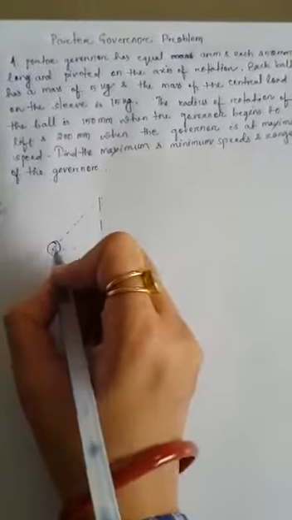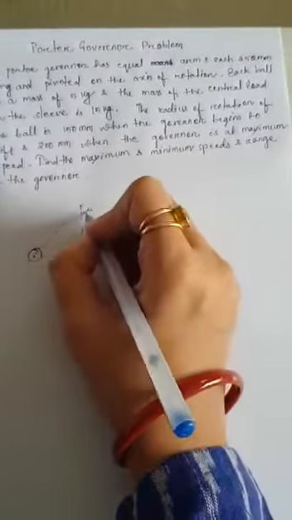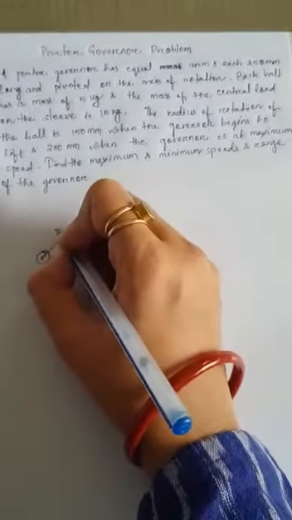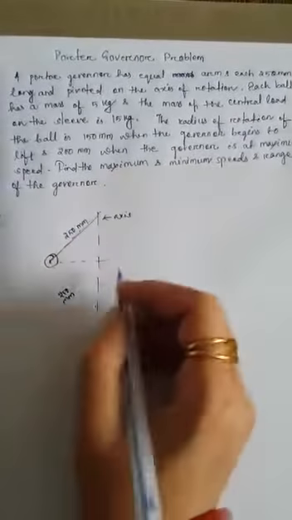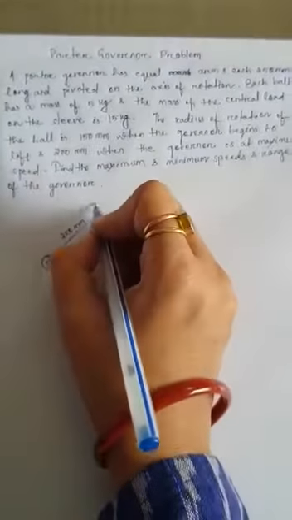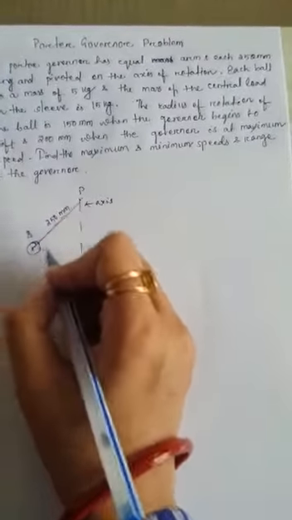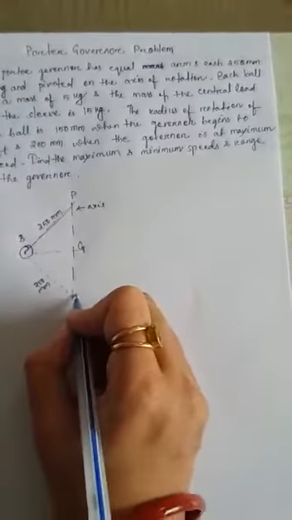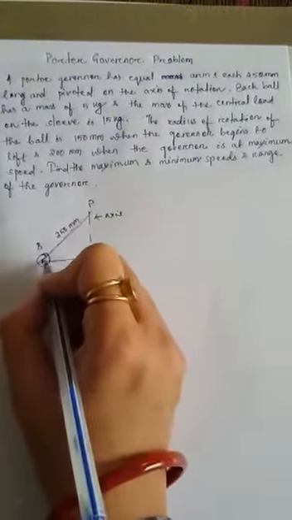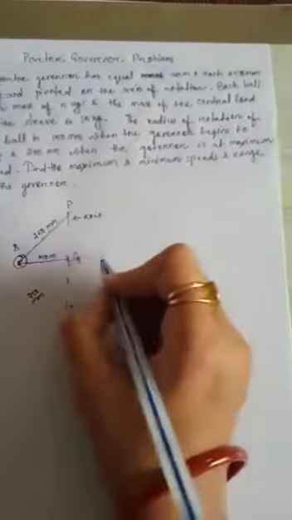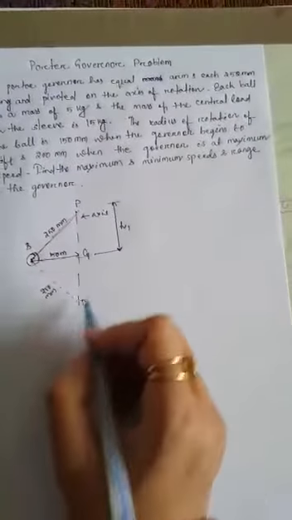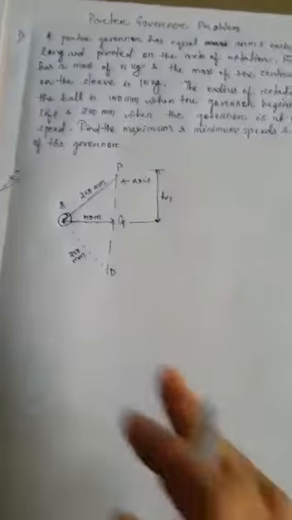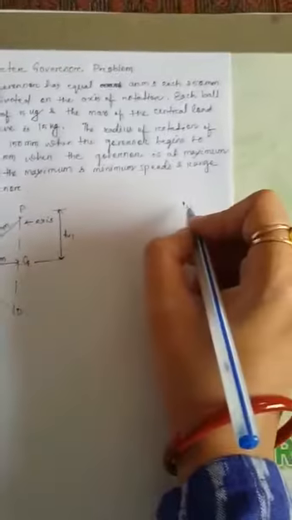This is the fly ball. This is the axis of rotation. This arm is given as 250 mm, and here it is also 250 mm. Let's name the line diagram: this is P, B, G and D. The radius of rotation is given as 150 mm. We know that this is the height of the governor. Let's name it H1.